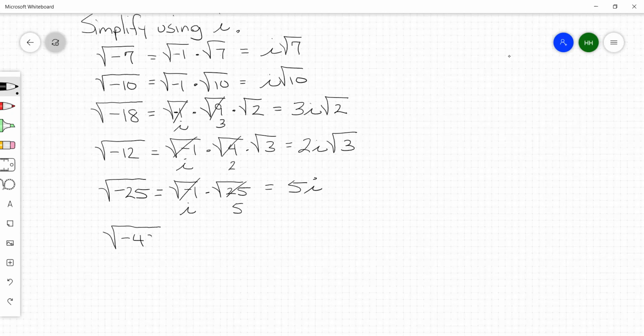Square root of negative 48 is equal to the square root of negative 1 again times the square root of 16 times the square root of 3. Your square root of negative 1 simplifies to i. Your square root of 16 simplifies to 4. So we get 4i times the square root of 3. That is your simplest form of the square root of negative 48.